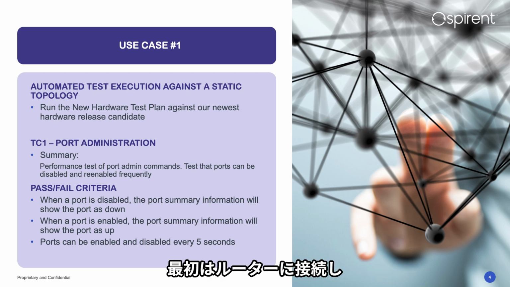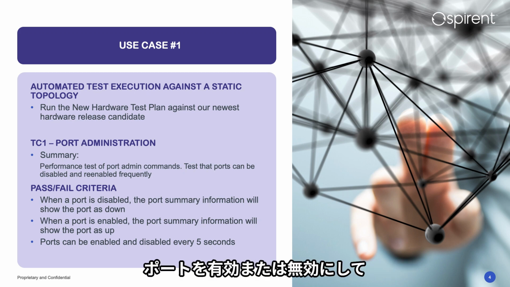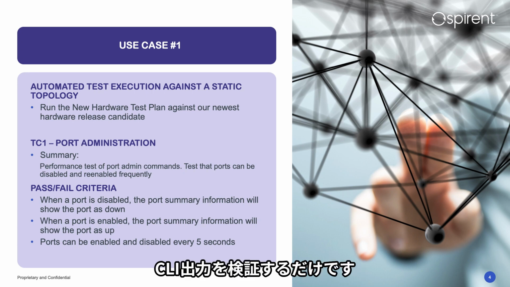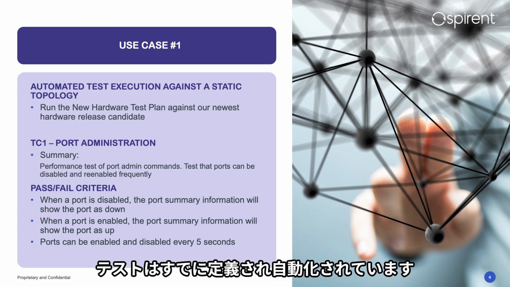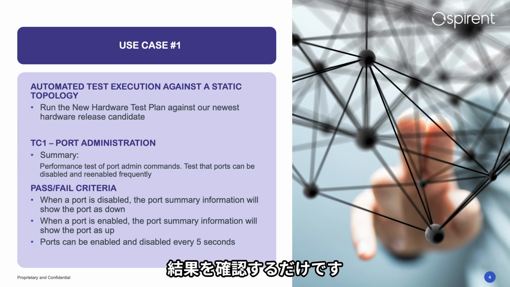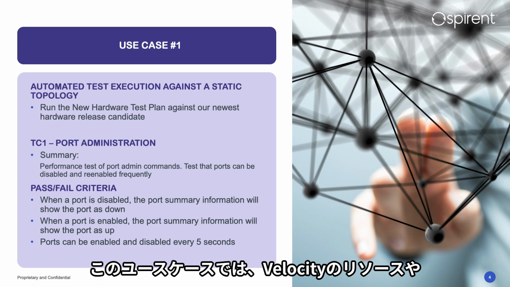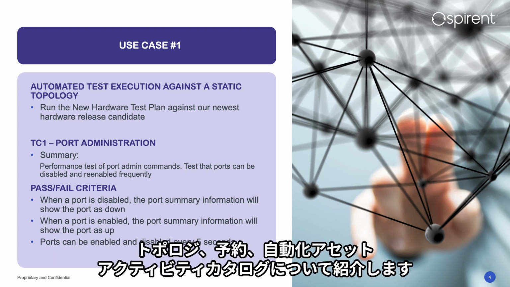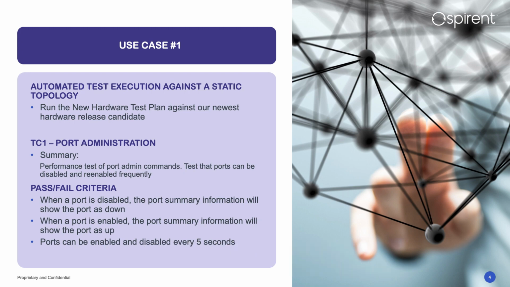The first just connects to a router, enables and disables a port, and verifies the CLI output. The test is already defined and automated, so all we need to do is set up the test bed, run the test, and check the results. This use case will introduce us to Velocity resources, topologies, reservations, automation assets, and the activity catalog.